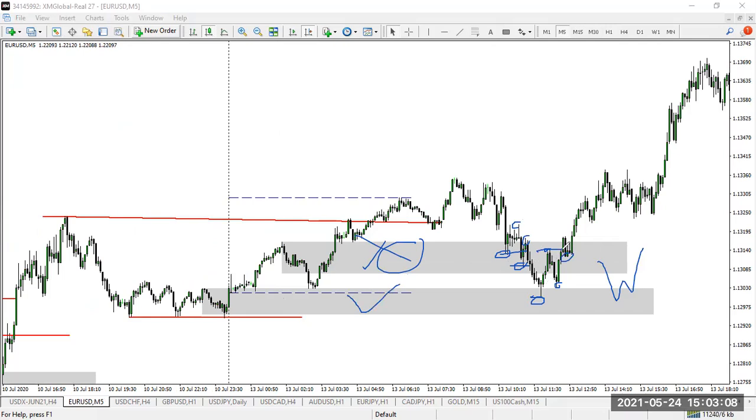But I'll talk about this in the next lesson. This is like an advanced order block setup. So you would have bought here.